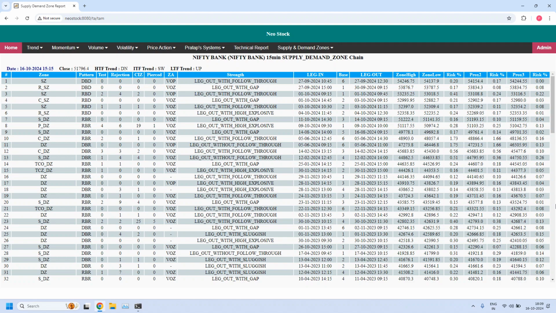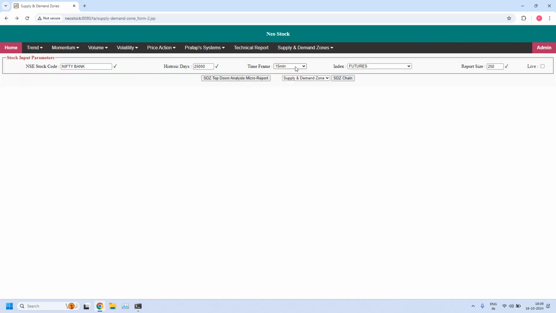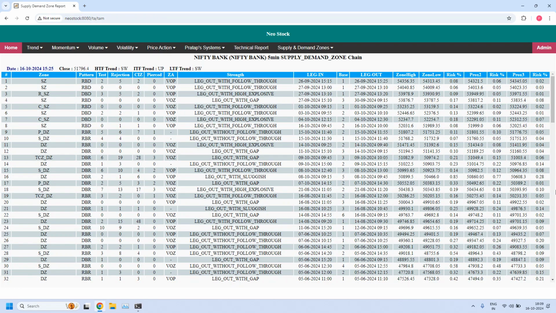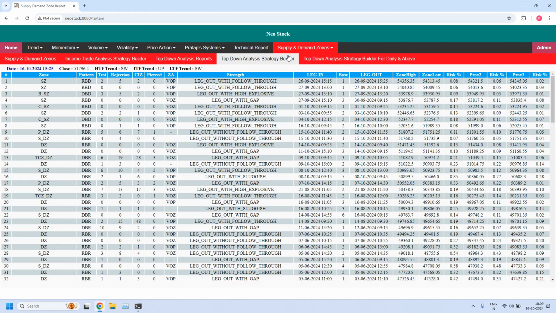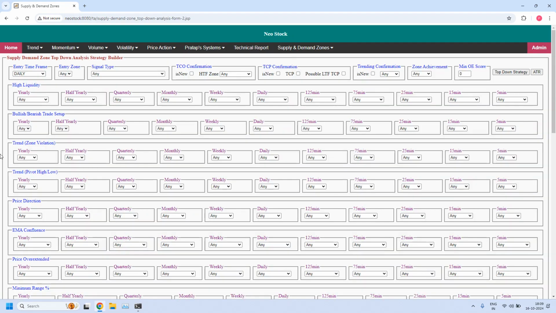And the next time frame is 5 minutes, generating 5-minute supply demand zone chain for Bank Nifty. So this is about Bank Nifty supply demand zone chain. The next set of reports are bullish and bearish trade setups for different income trades.